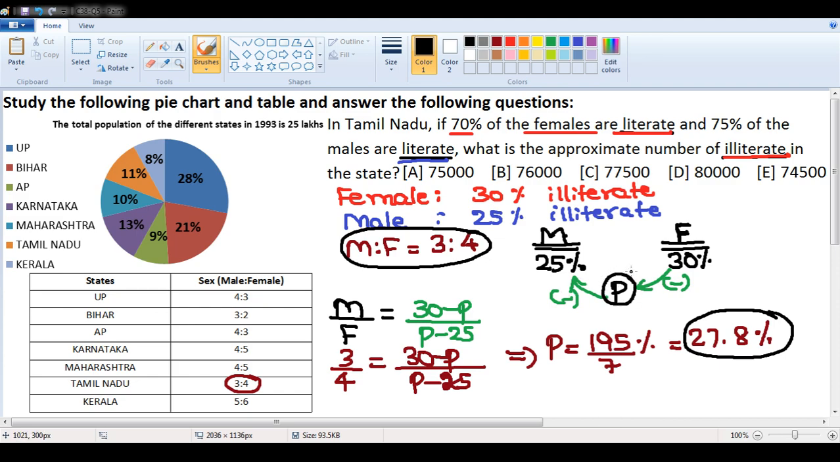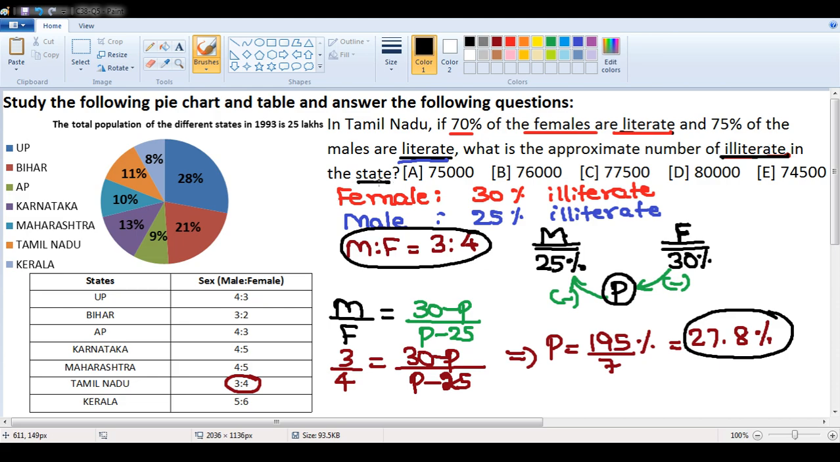So what is that net result? The net result of people illiterate in Tamil Nadu is nothing but 27.8%. But the question will not complete here, because the main question given is: what is the approximate number of illiterate in the state?